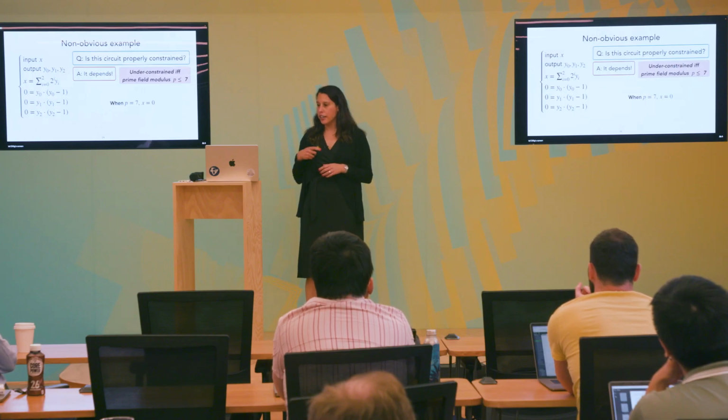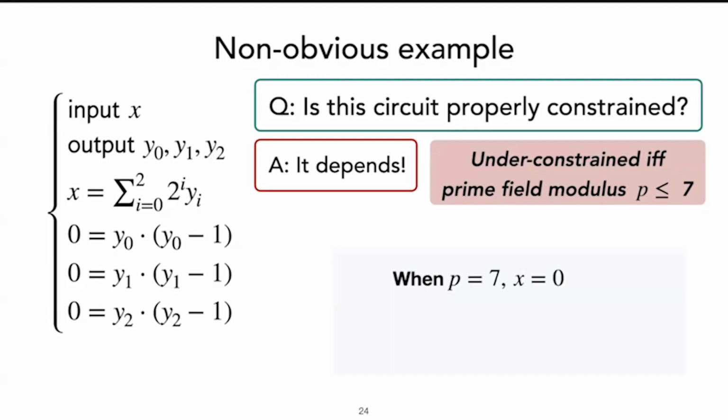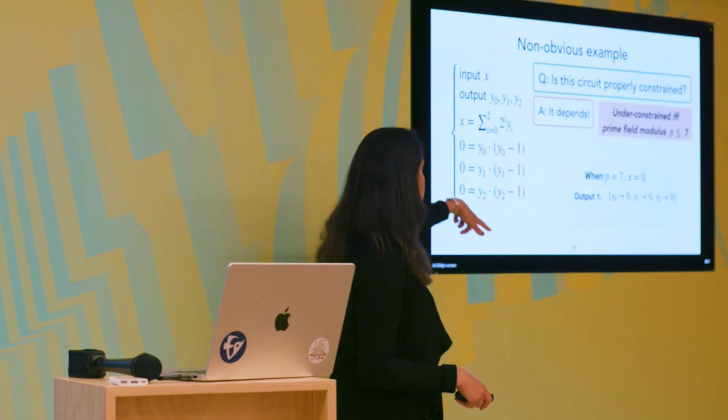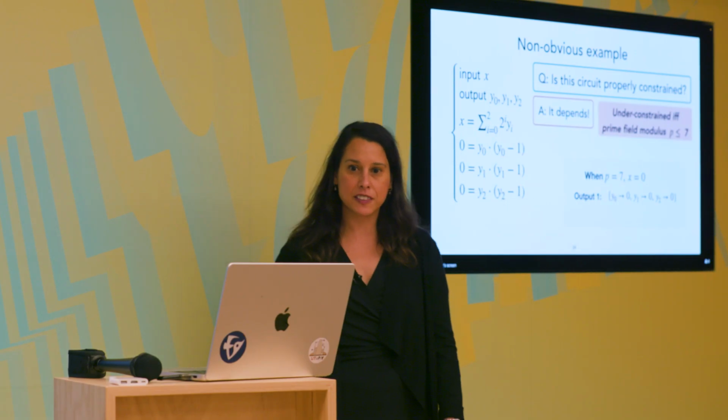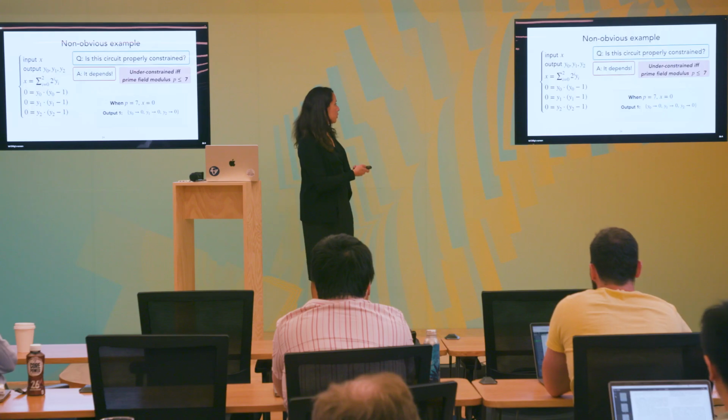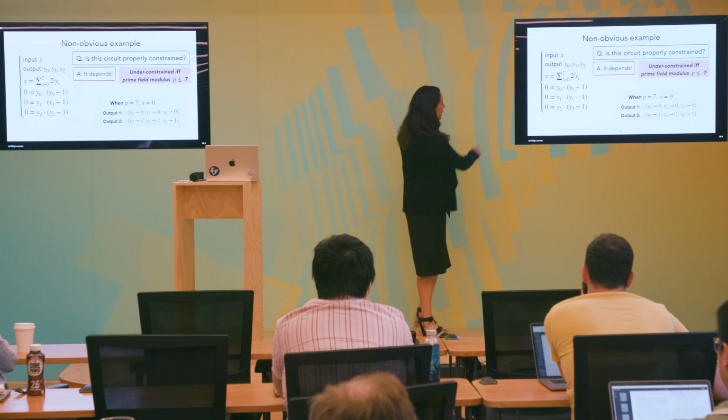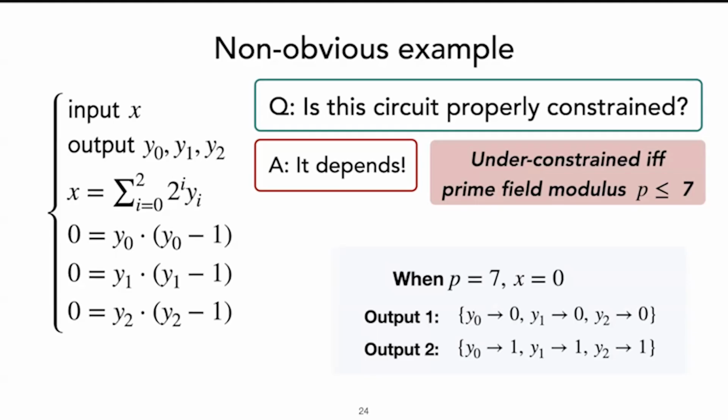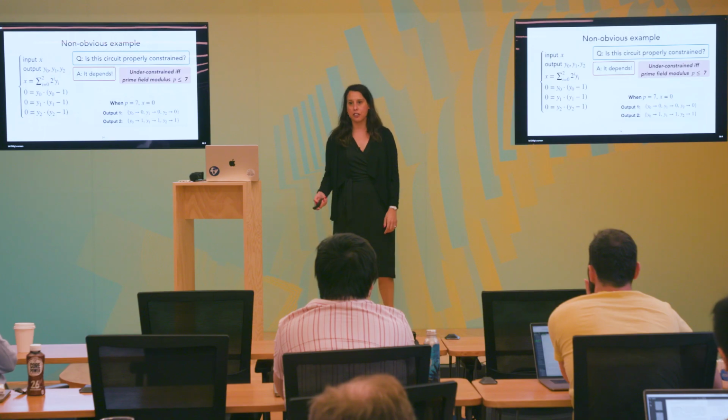To see why that's the case, let's consider what happens when p is 7 and x is 0. Clearly one possible satisfying assignment sets all of the outputs yi to 0. That's satisfied because each yi is either 0 or 1, and if you sum up a bunch of zeros, you get 0 equals 0. If you look at the case where everything is 1, then again the bit constraints are satisfied, but the key thing is that when we do the summation over integers, we get 7, but remember that everything is happening mod p, and in this case p is 7, so the summation will in fact evaluate to 0. So we get 0 equals 0, which is another satisfying assignment.